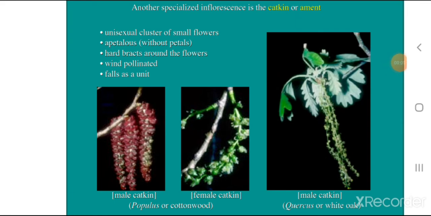Catkin inflorescence. Usually a pendulous spike in which all the flowers are of the same sex, either male or female. Highly reduced perianth for efficient wind pollination. Oak is a good example of catkin inflorescence.